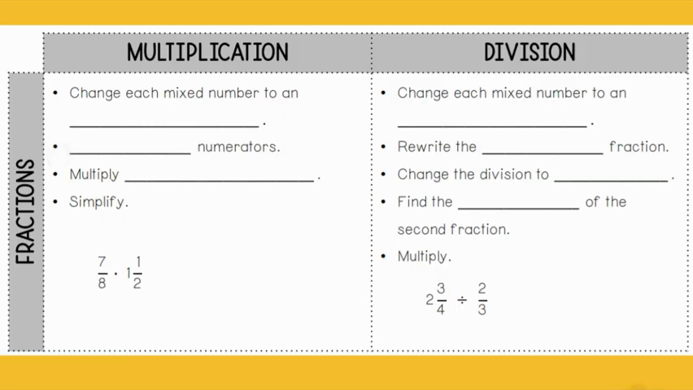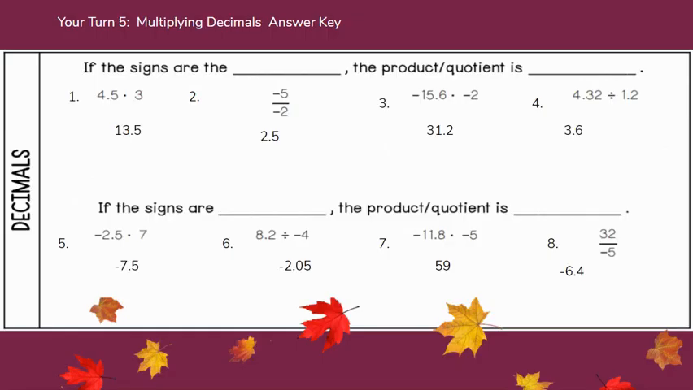Okay. So, if the signs are the same, the product is going to be positive. And if the signs are different, the product or quotient is negative.